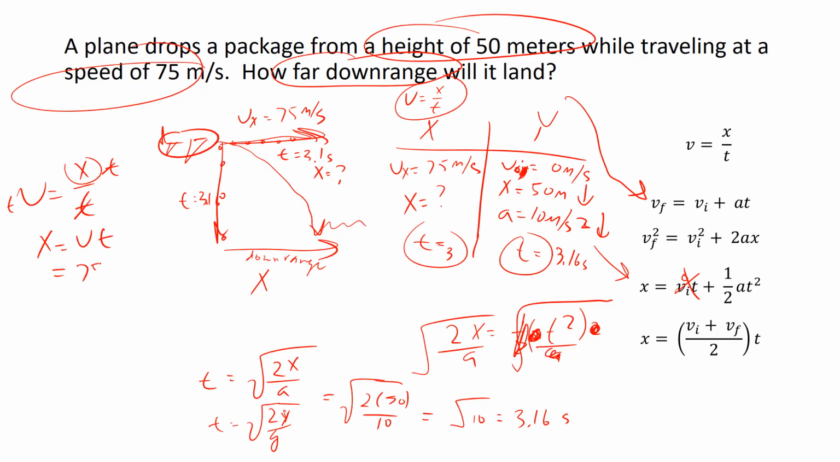The velocity is 75 meters per second. The time it's allowed to go is 3.16 seconds. So I get 75 times 3.16 equals 237 meters. This package is going to land, this one right here, 237 meters downrange.